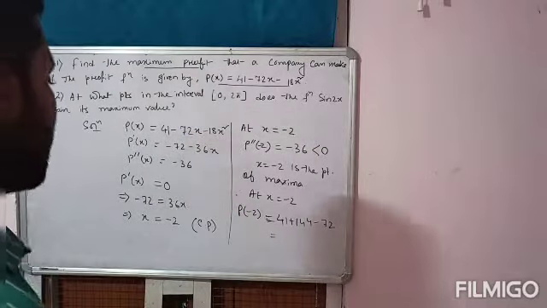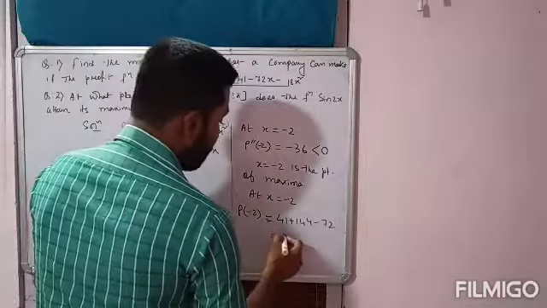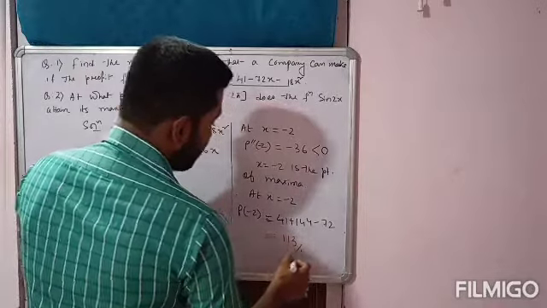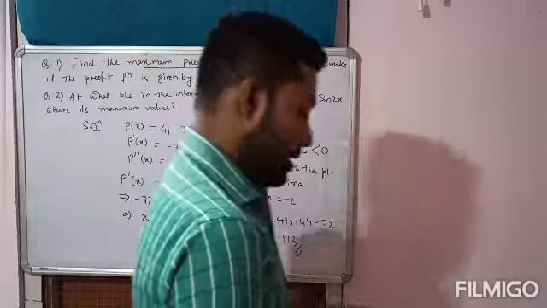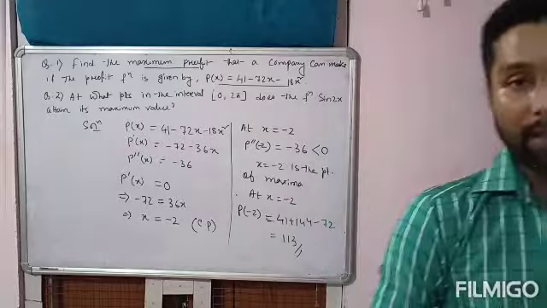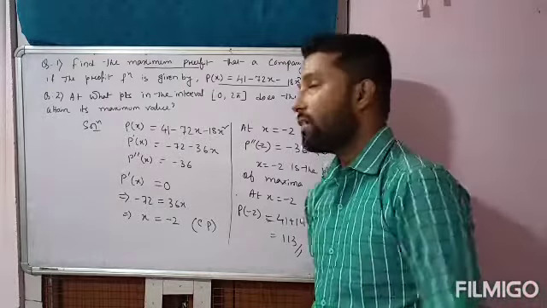So 144 minus 72 is 113. Okay, so the maximum profit is 113. Okay, so in this way you have to solve this question.